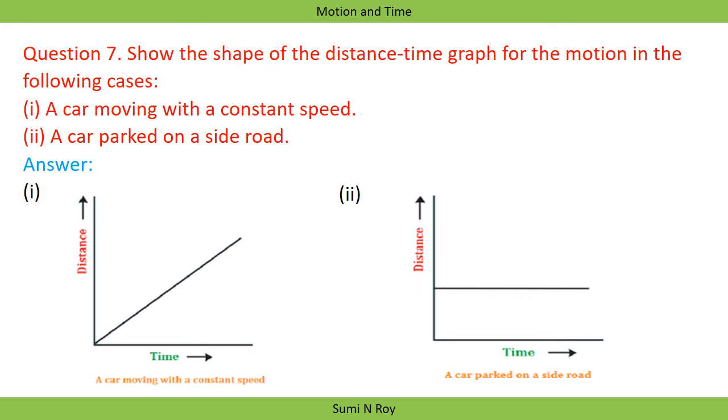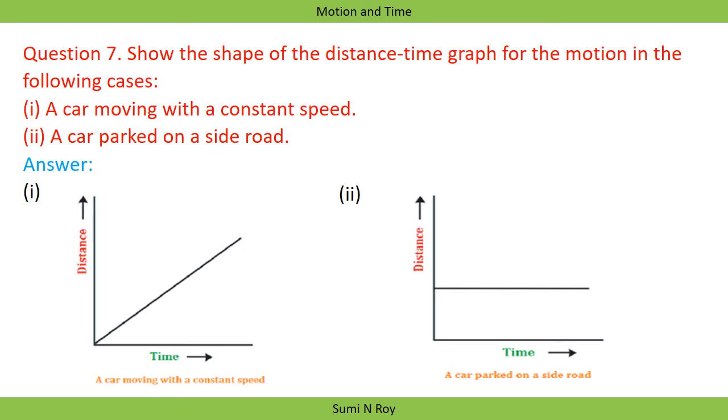Now the next question is very easy. Show the shape of a distance time graph for the motion in the following cases. A car moving with a constant speed. So you have already learned how to draw a distance time graph, and we have seen that when we draw a distance time graph for a uniform motion, it is always a straight line. So a car moving with a constant speed will have a uniform motion and the graph will be a straight line.